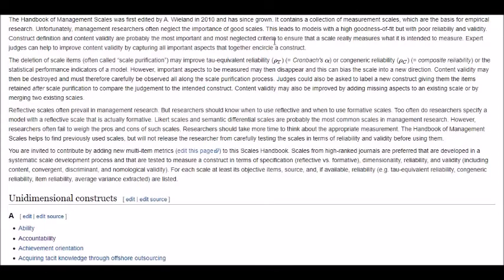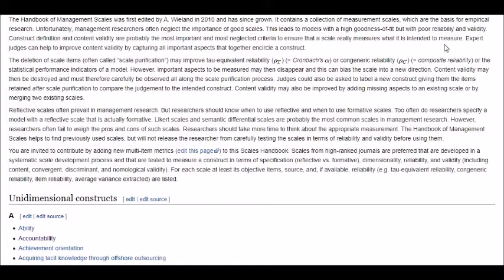So here you will see construct, definition, and content validity are probably the most important and most neglected criteria to ensure that a scale really measures what it is intended to measure. Sometimes these kinds of things definitely take place. We are so overwhelmed with our research, and we cannot even think of taking anything away from it, and we want to involve so many things that sometimes we forget whether we really require it for our research or not.